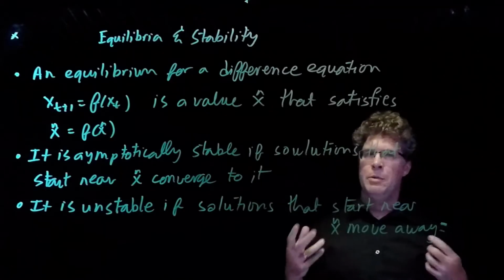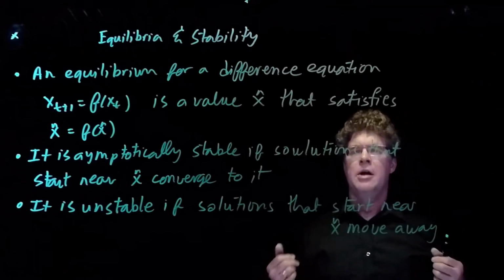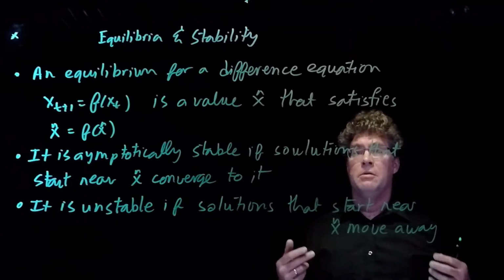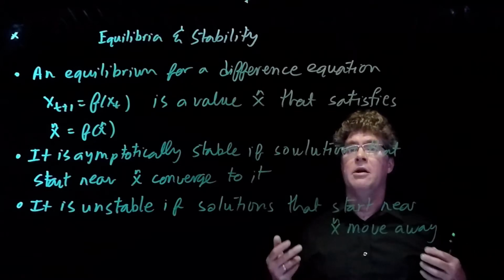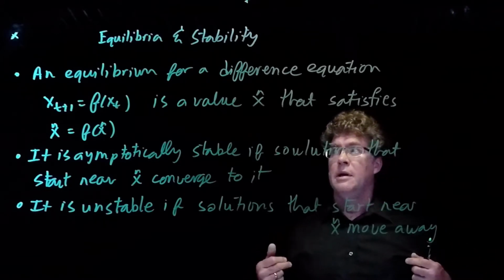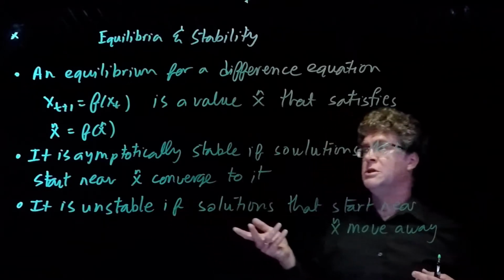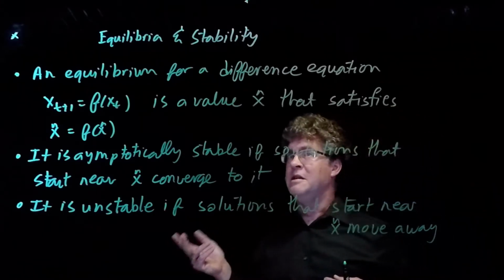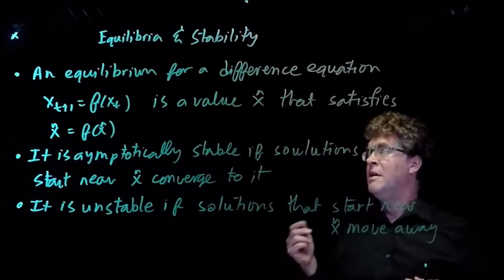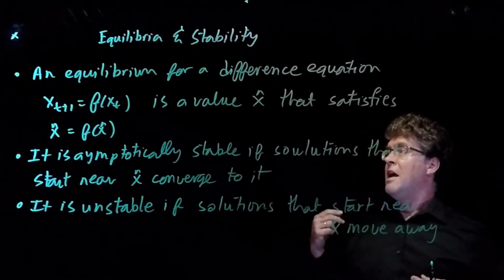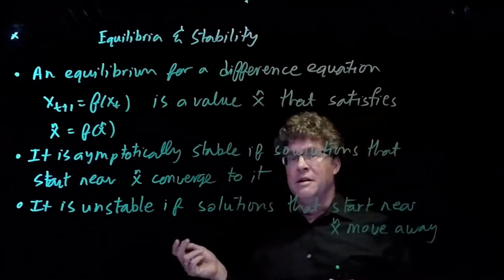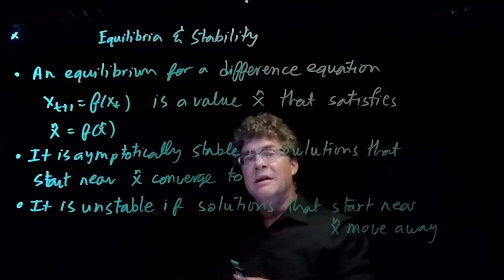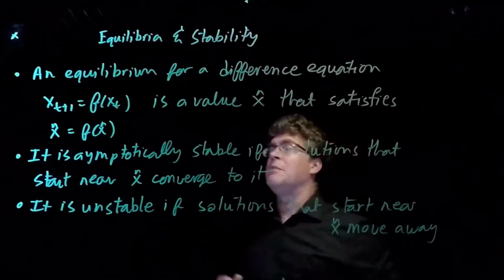Okay, we want to stay with this drug example, but now we want to think about the example in terms of equilibrium, their stability, and cobwebbing. An equilibrium for a difference equation, x_{t+1} is f of x_t, is a value, x hat, that satisfies x hat is f of x hat. So what this means is if you plug in x hat to f, it just gives you x hat back.